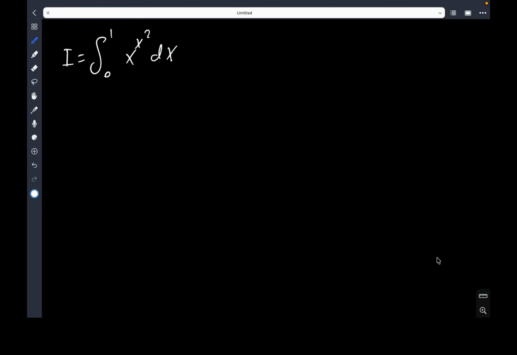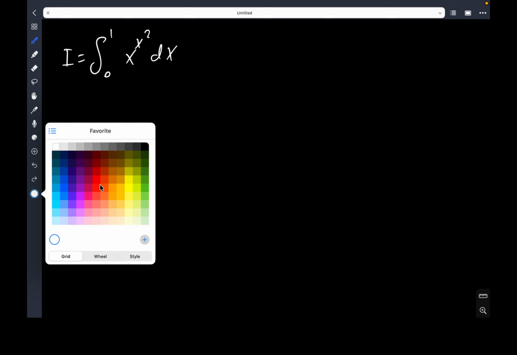Hey guys, Professor Calculus is here, and today I'm here with this integral for you to solve, x to the power of x squared. Unlike other integrals, this integral cannot be solved using the power rule, and you have to use other techniques to solve it.